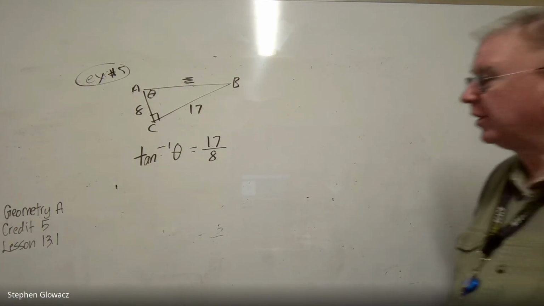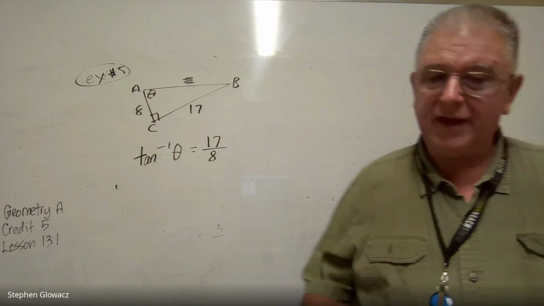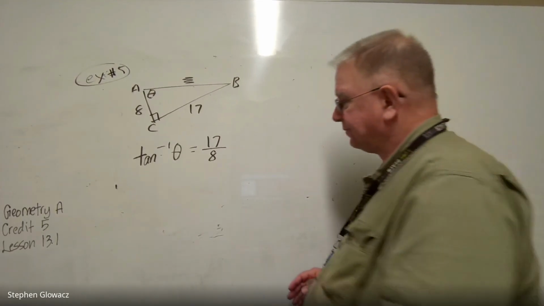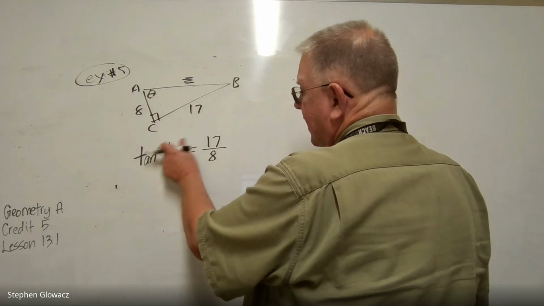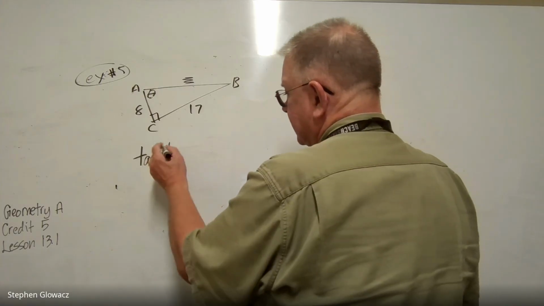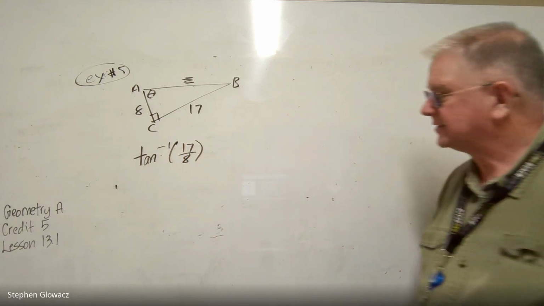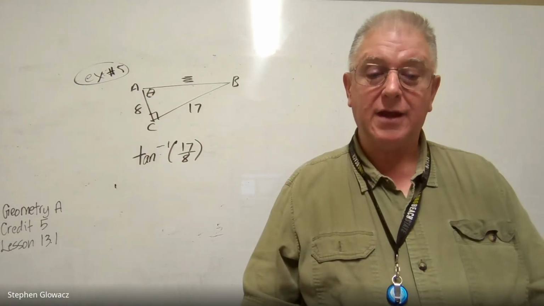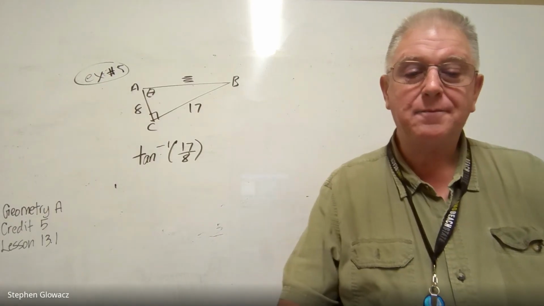All right, so what we're going to do now is find the inverse tangent. So let's go ahead and do that. So the inverse tangent of angle theta, in fact, probably a better way to write this, the inverse tangent of 17 over 8, because that's the tangent of theta. And so let's go ahead and share our screen again and do that.